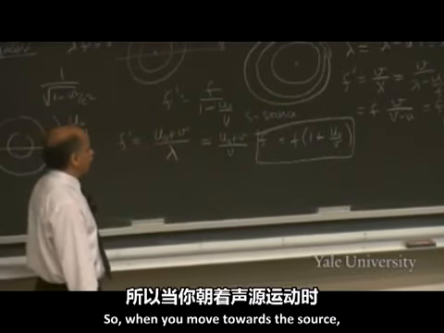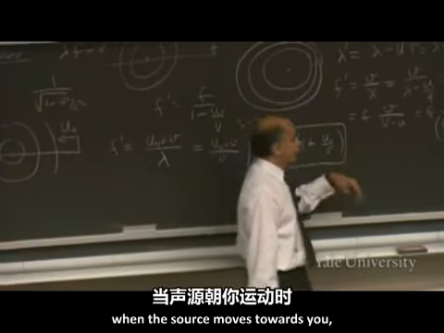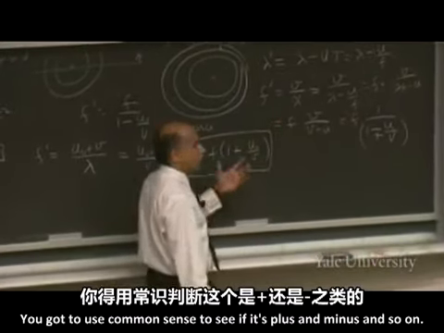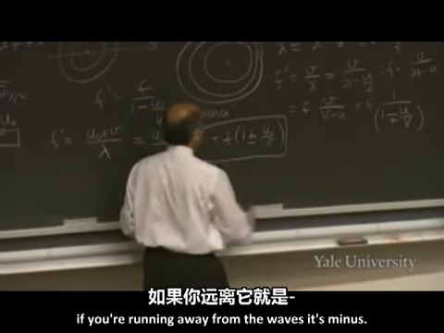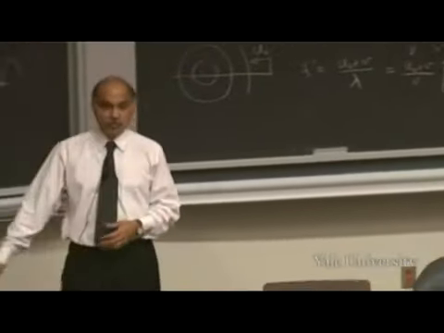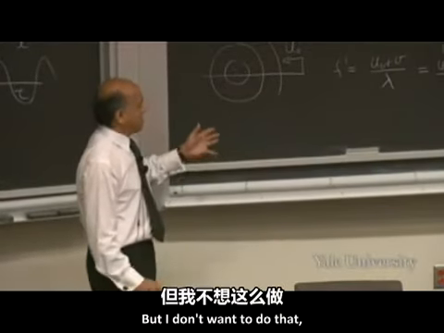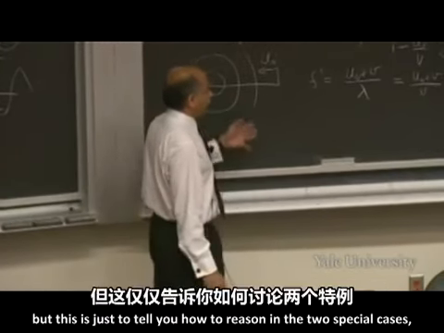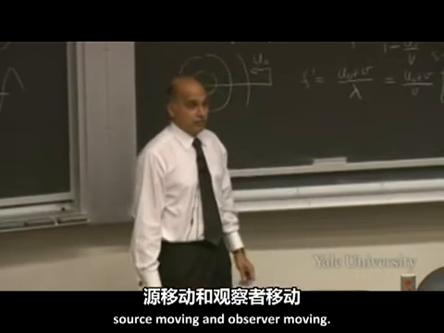So when you move towards the source, the correction factor appears in the numerator. When the source moves towards you, the correction factor appears in the denominator. You've got to use common sense to see, is it plus, is it minus, and so on. It's pretty obvious. If you're rushing to meet the waves, it's plus. If you're running away from the waves, it's minus. Then you can go on and ask what happens if you're moving and the ambulance is also moving. Then you can combine the formulas, but I don't want to do that. It's not a whole course dedicated to the theory of sound, but this is just to tell you how to reason in the two special cases, source moving and observer moving.